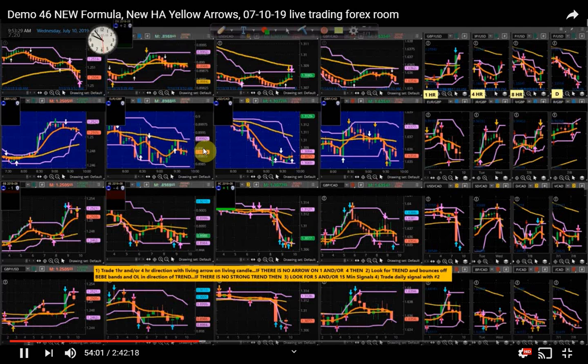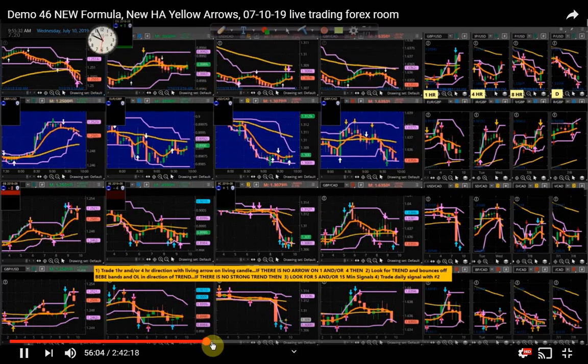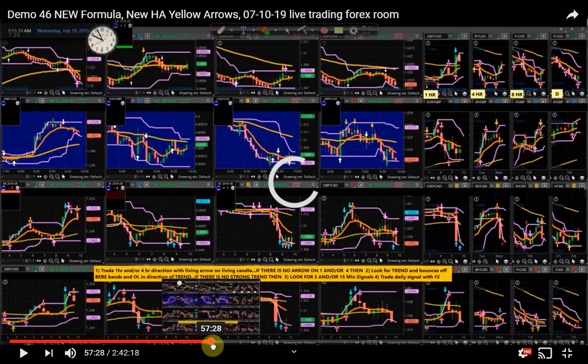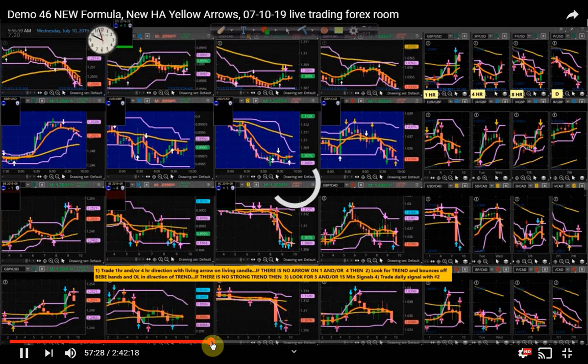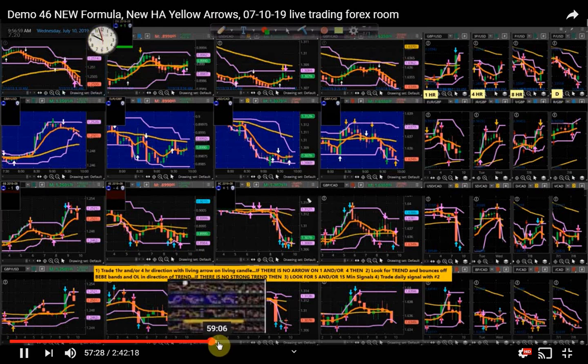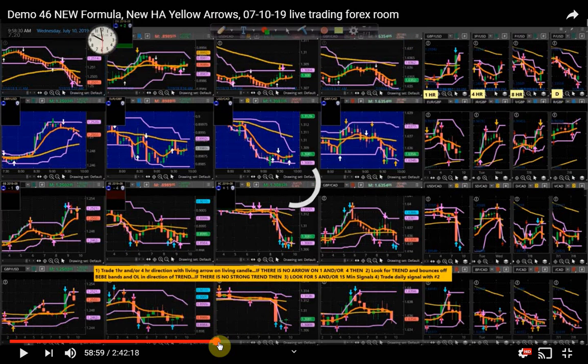Let's see if I can get a bit nearer. I'll have to wait a couple of minutes for that. 59. Right, we've got a minute to wait. Okay, another yellow here as well.